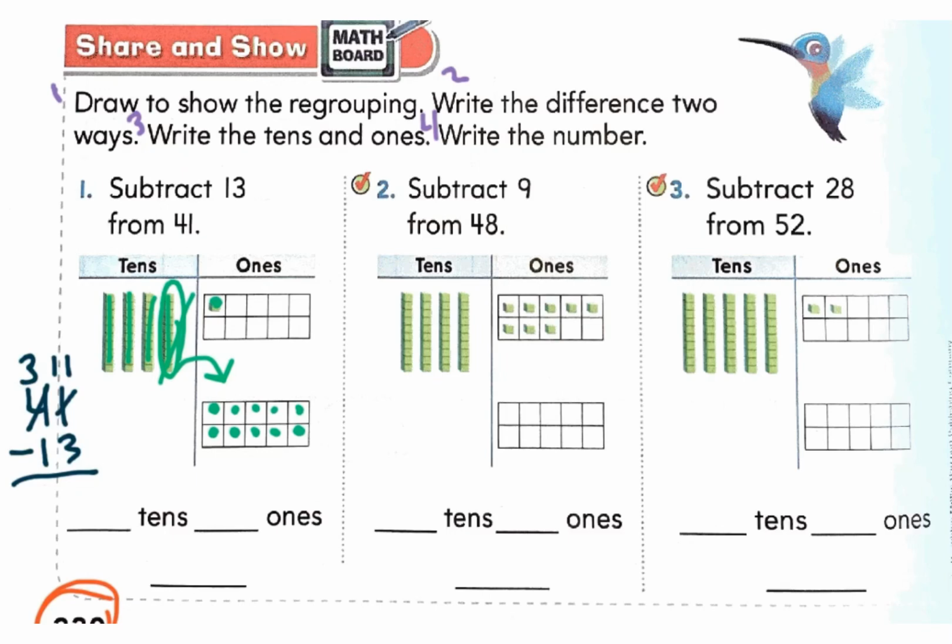Can we take 3 away from 11? Yeah, we have enough. 1, 2, 3. Perfect. How many ones do we have left? 1, 2, 3, 4, 5, 6, 7, 8. 8 ones.